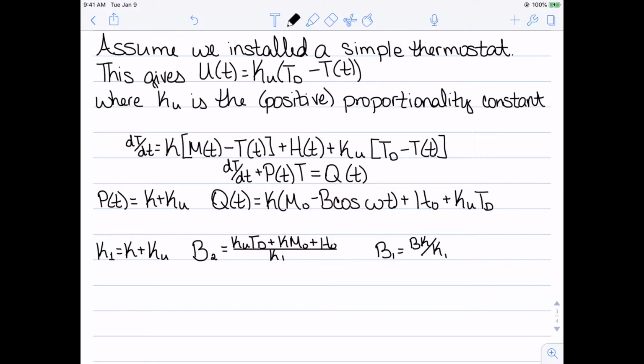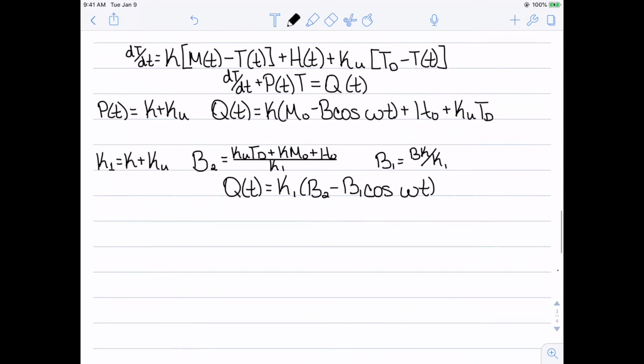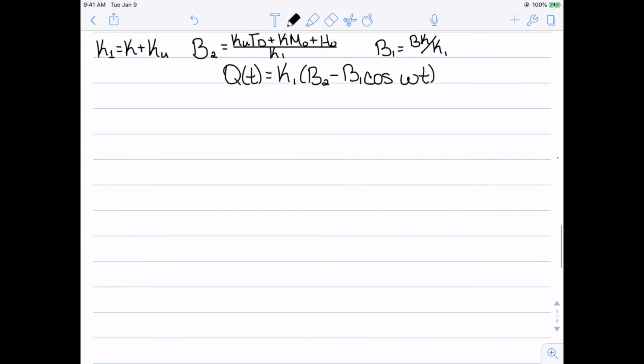And this is going to be much more difficult to solve, so we're going to start by introducing some constants. I'm going to let K1 be equal to K plus K_U. B2 is then K_U T_D plus K M0 plus H0, all over K1. And B1 is equal to B K over K1. Using these, I can rewrite Q as K1 times B2 minus B1 cosine omega t. And this now is going to look very similar to what I had in the last example, except I'm going to be replacing K by K1, replacing B0 by B2, and replacing B by B1. So my solutions to my differential equation should be very similar, except that these constant terms are changed.